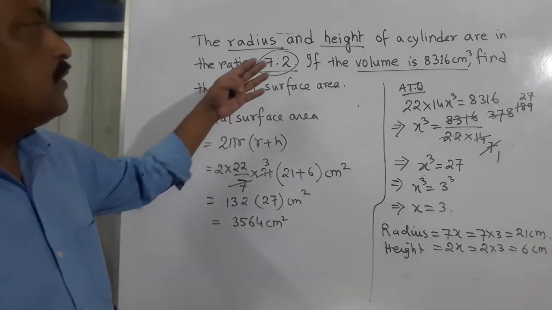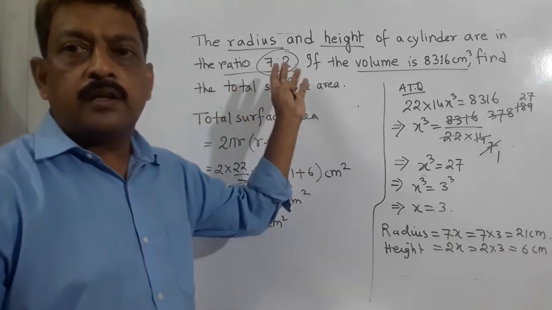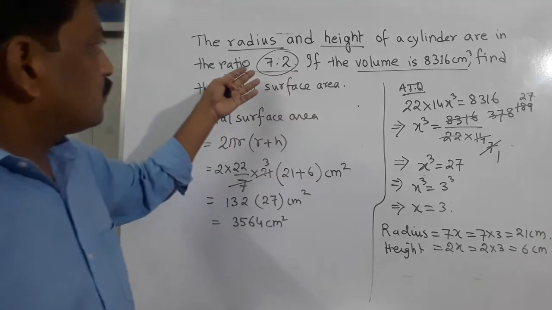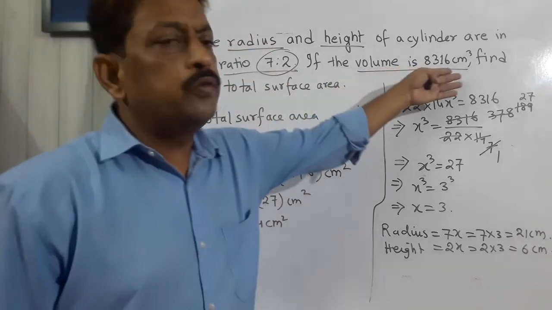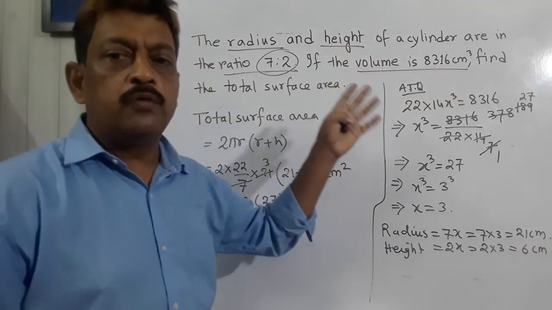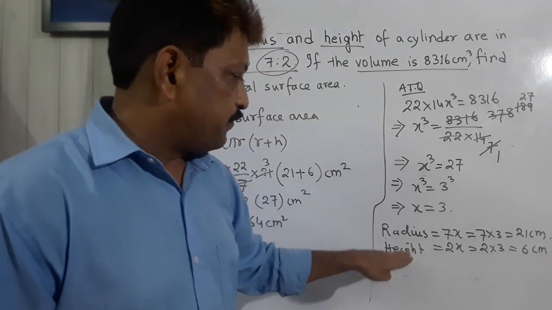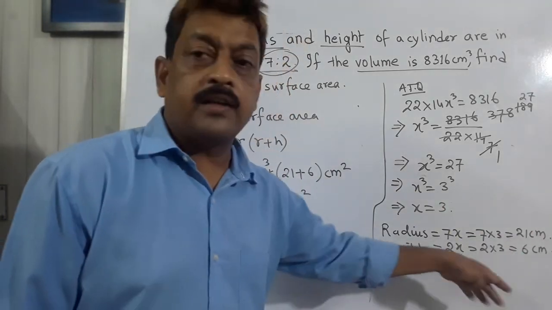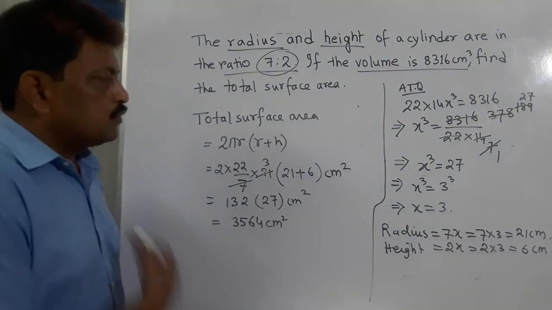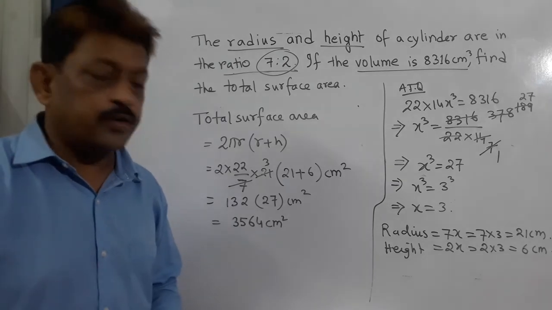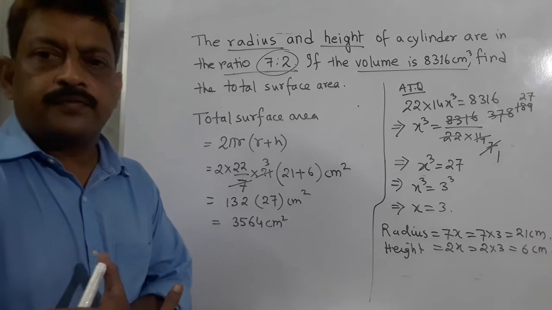So this sum was also very easy. Since the ratio was given, we have to multiply each term of the ratio with a constant. So I have taken the radius as 7x and height as 2x. Now since the volume is given, using the formula for volume, I have calculated the value of x, that is a constant. From there I got the radius as well as the height and then the total surface area. Hope you have understood the process. Just go through the calculation steps, you can easily understand.